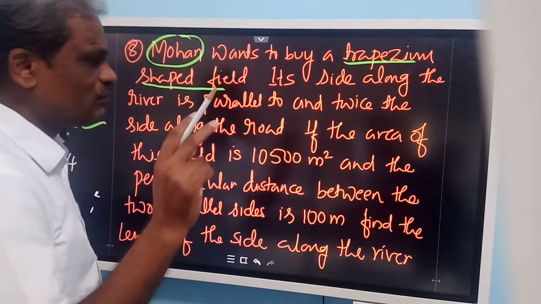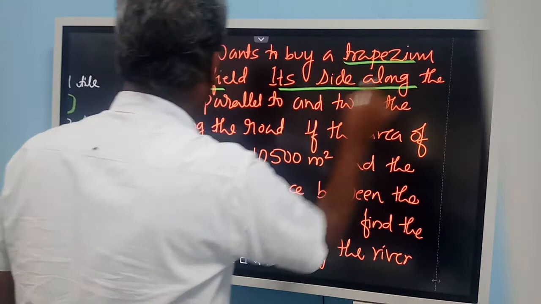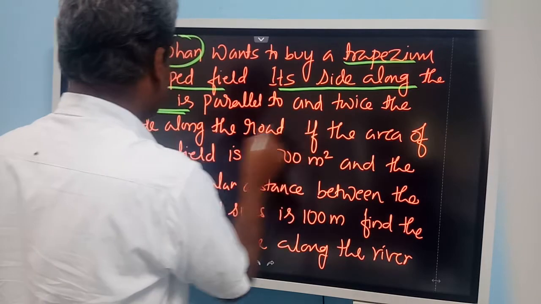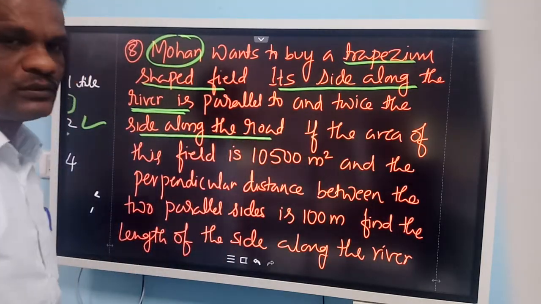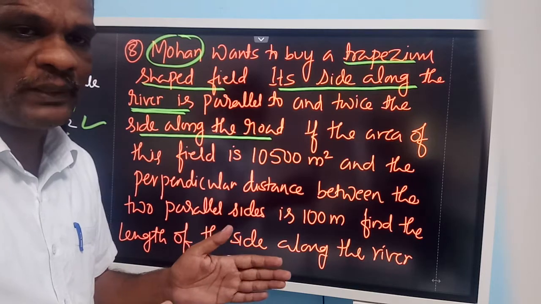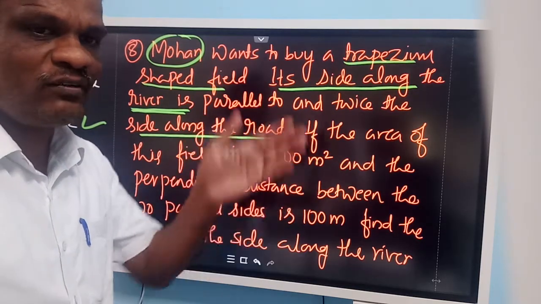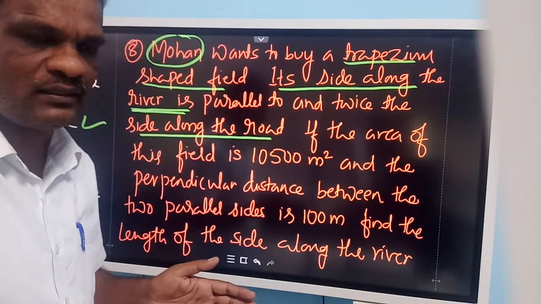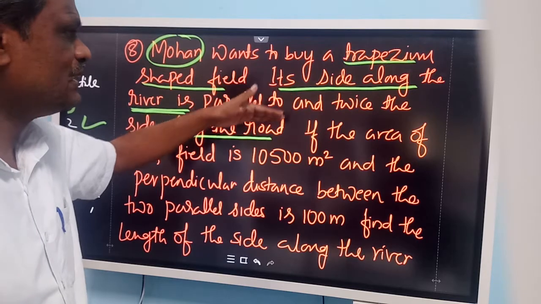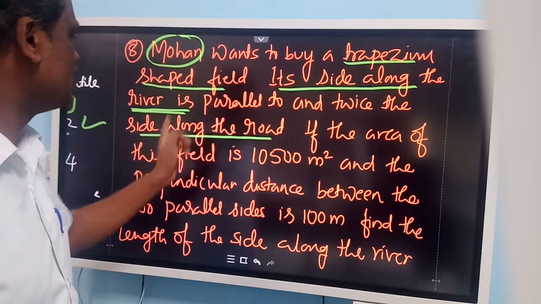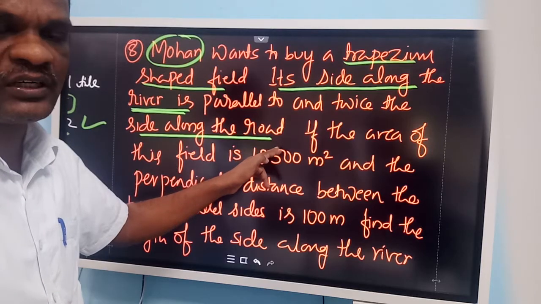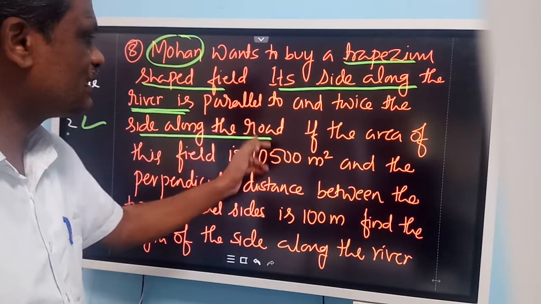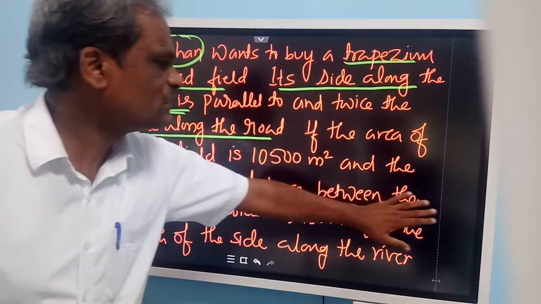Okay, and in that one pair of parallel sides, look at this. Its side along the river is parallel to and twice the side along the road. So the trapezium shape has got one pair of parallel sides. Among this parallel side, one side is along the river side, another side is along the road side, and they have given river side is twice the side along the road. So let us write the diagram and then you will understand. River side is longer than the road side. So first let us draw the diagram.